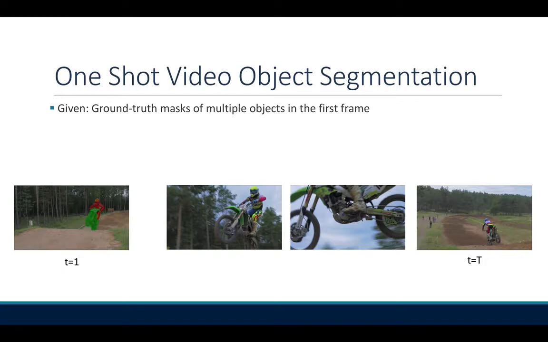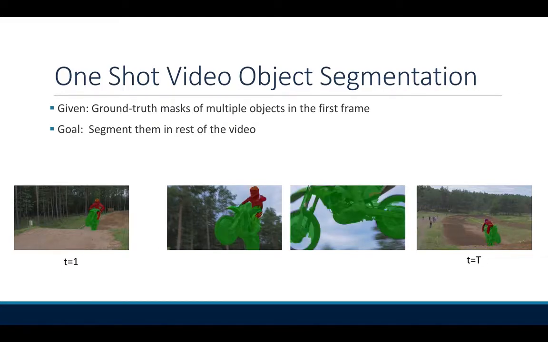Our task is one shot video object segmentation. In this task, we are given the ground truth masks of multiple objects in the first frame, as can be seen in the images below, where the masks of the rider and the bike are labeled. And the goal is to segment them in the rest of the video as shown in the images on the right hand side. Thus the system needs to adapt to new objects and scenes.